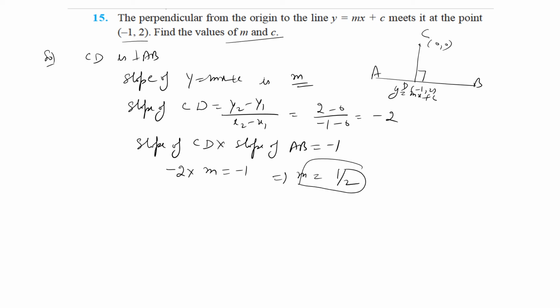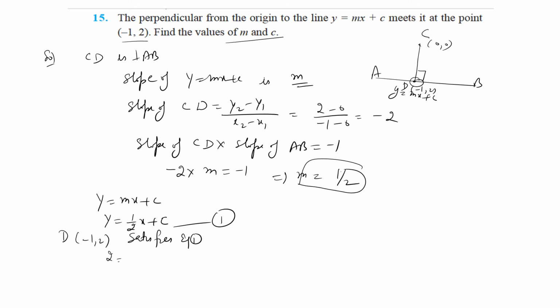Okay. Now I need to get the value of c. Right? Now the line y is equal to mx plus c. m I already got, so it becomes y is equal to half x plus c. Right? Now since you can see that this point D lies on AB. So D point, that is minus 1, 2, satisfies equation number 1. Satisfies means by replacing x and y you can get the value of c. So 2 plus half is equal to c. So c is 2 plus 1 by 2, which is 5 by 2.